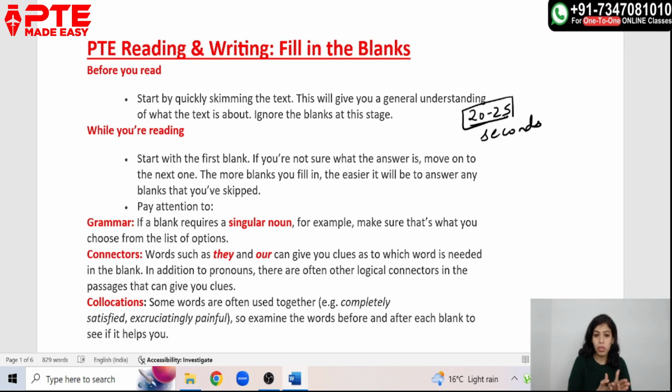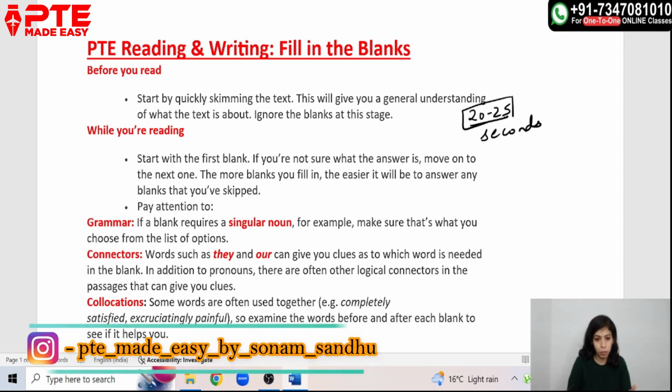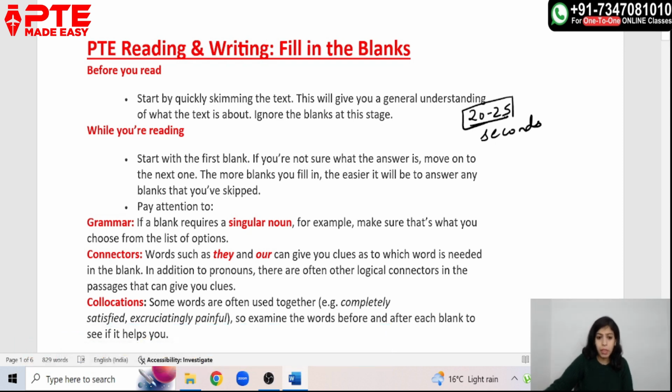So basically, you're going to start with the first blank. If you're not sure what the answer is, don't worry, move on to the next one. And once you are done with the second, third, and fourth blank, it will be easier for you to find out the answer to the first blank. Okay, now pay attention to grammar here. As I have already told you, in this session, we are going to focus mainly on collocation, subject verb agreement, tenses, articles, active, passive. You will understand everything one by one when we practice.